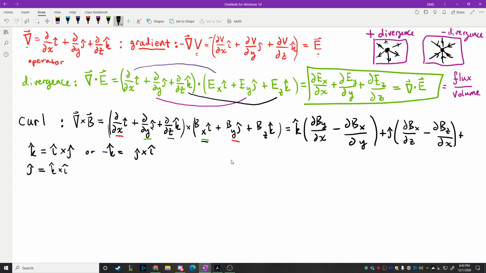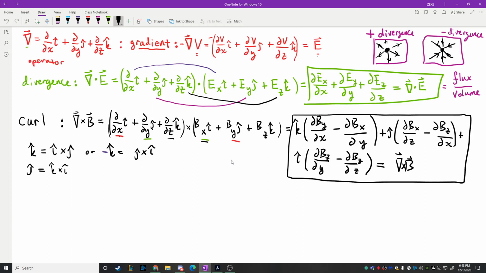And then the final one would be plus i-hat times... To get i-hat, we're going to have to go j cross k. So the j is here, the k is here, and then you flip them. Let me look at this and make sure that actually works. Y to z, right? Yeah. So that whole long, nasty thing is the curl. The curl's kind of the trickiest one or whatever. There's the curl.